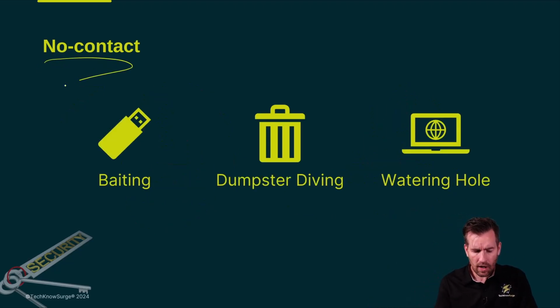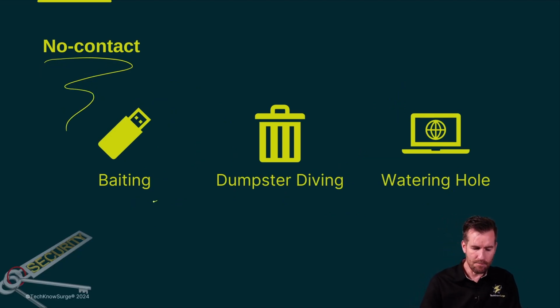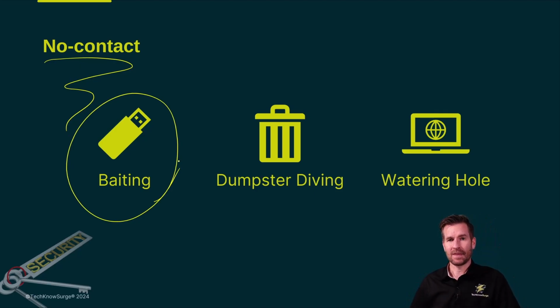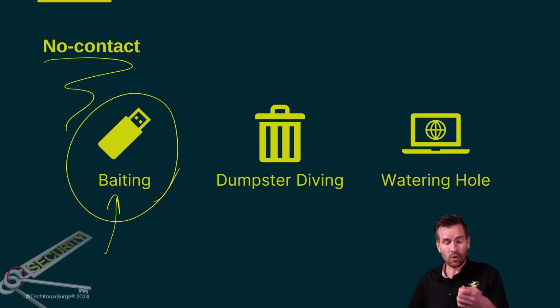There are no contact methods of social engineering as well. Baiting is an example of that. And baiting happens when you entice somebody to take some sort of bait. So a good example of this is, let's say I want to trick people into installing a virus on their computer. I could put a virus on a thumb drive, put it around the office. Now somebody would come along and say, oh, I wonder what that's for or who that's for. What am I going to do with this?